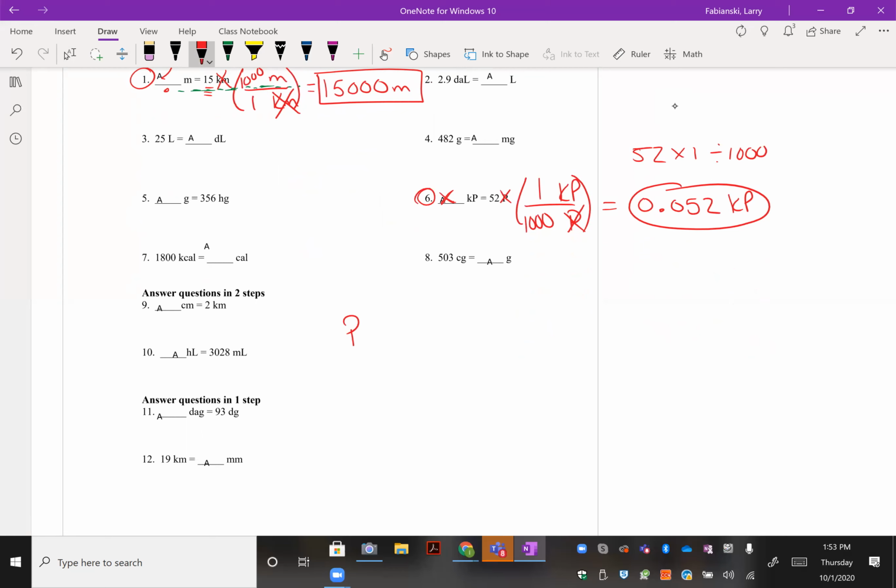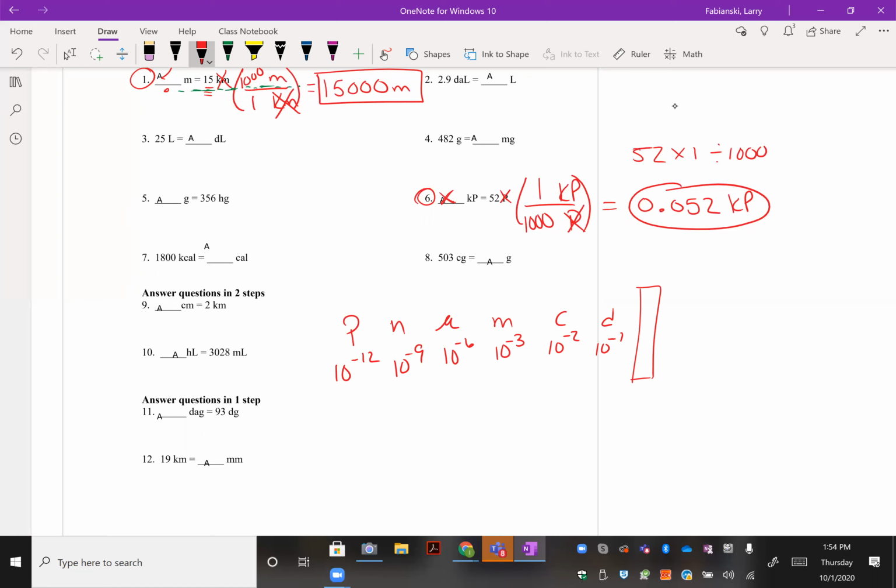Pico is 10 to the negative 12th. Nano is 10 to the negative 9th. Micro is 10 to the negative 6th. Milli, 10 to the negative 3rd. Centi, 10 to the negative 2. And deci, 10 to the negative 1. And then you'd have no metric prefix, right? Your meter, liter, gram.